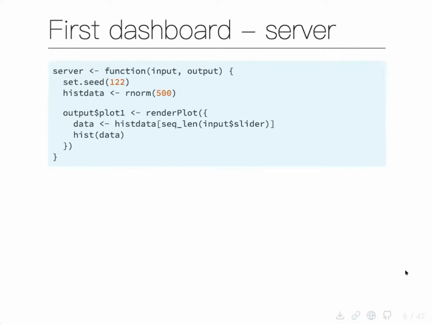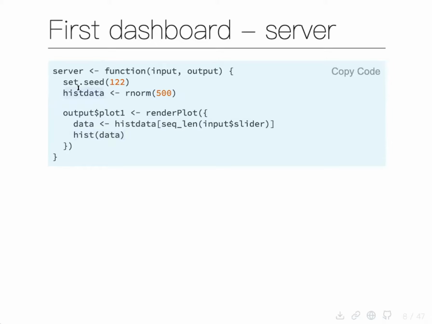Okay. For the server, we're just going to create a histogram, and this is base R code again because this is just an example I took from them. But we're going to set a seed. We're going to create some histogram data here by just randomly sampling 500 observations from a normal distribution, and then we're going to render plot, where we're going to first create the data, right? And then we're going to calculate the histogram of the data, okay?